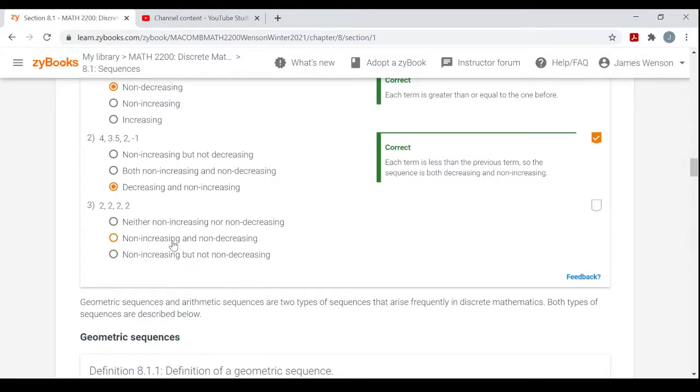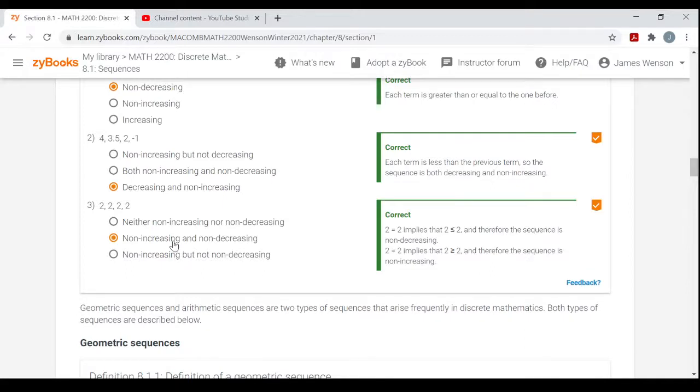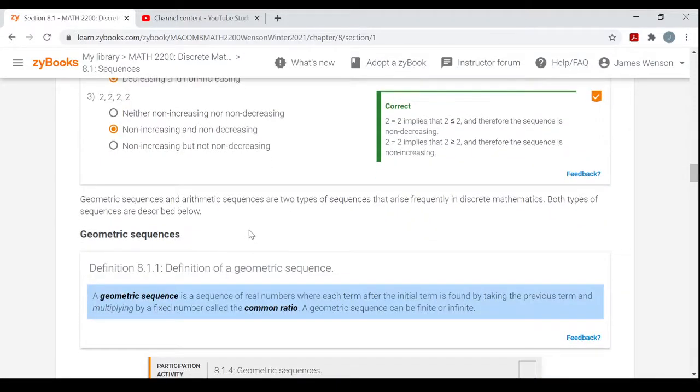Yeah, this is non-increasing and non-decreasing. This is both. Right. It's just staying the same all the time. It satisfies both definitions. All right.